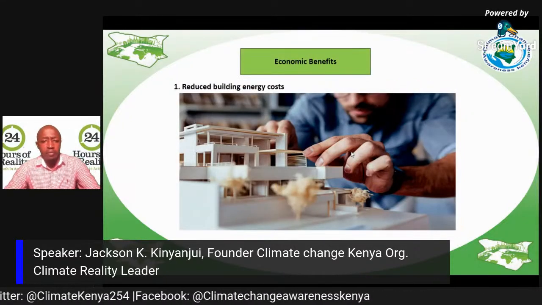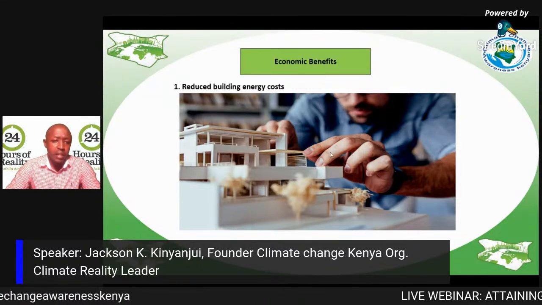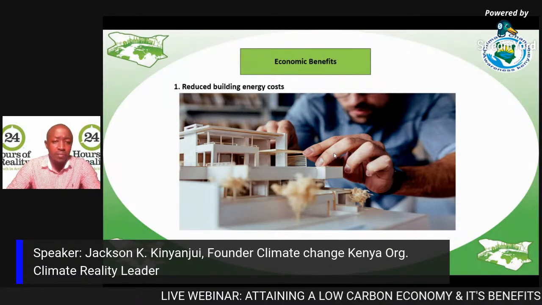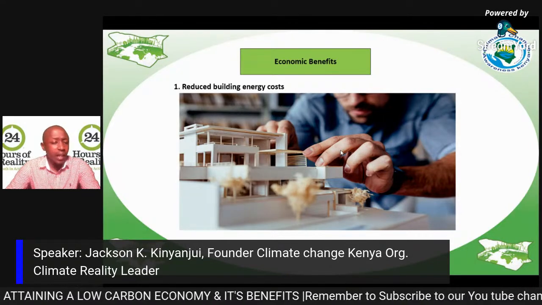Which are some of the economic benefits? You have looked at the environmental benefits. Which are some of the economic benefits of embracing the green economy? One is reduced building energy costs. In the reduction of the energy costs, how does it come about?